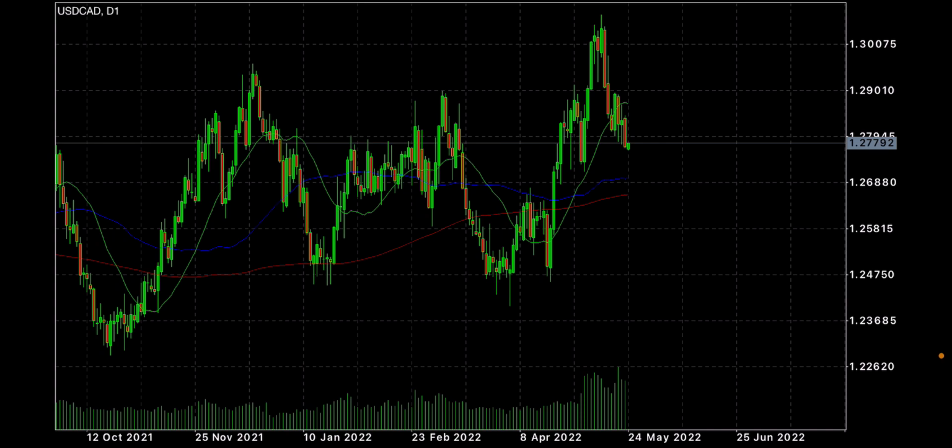So let's dive in to what's happening with this CAD. The CAD is a very unique currency within itself, okay? Naturally, just like all the other currencies, its strength and weakness are determined by how strong its economy is. The CAD has one other factor to include in that, and that is the price of oil.